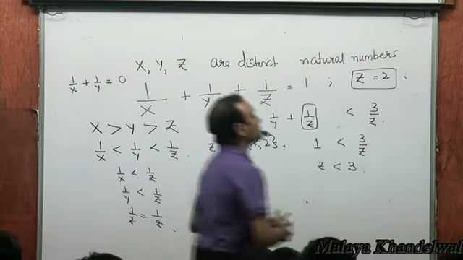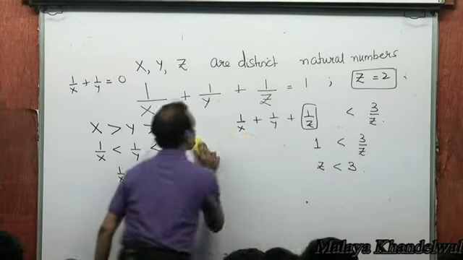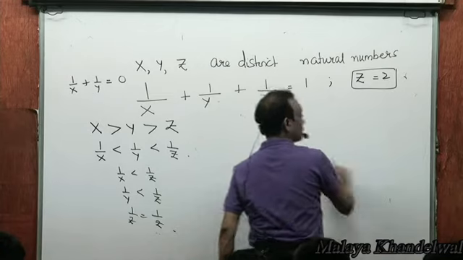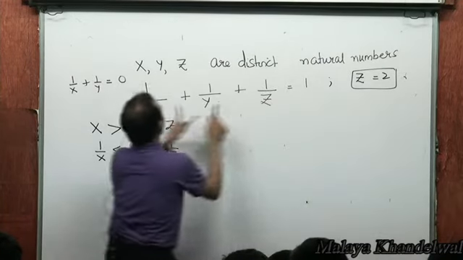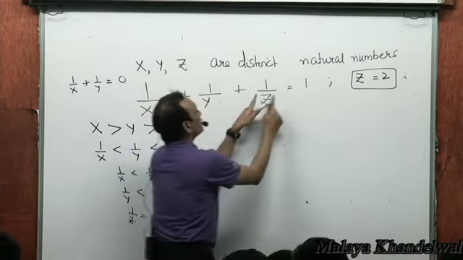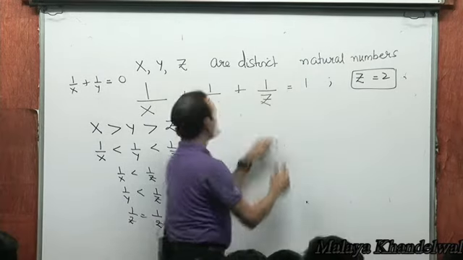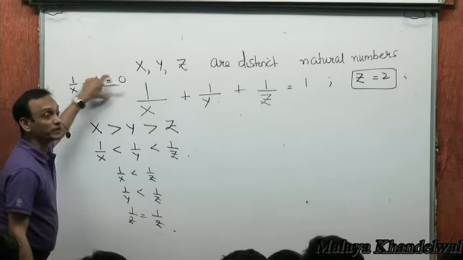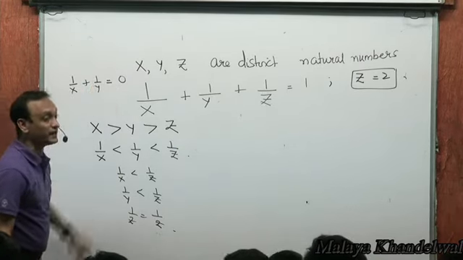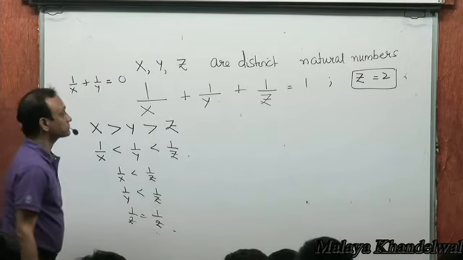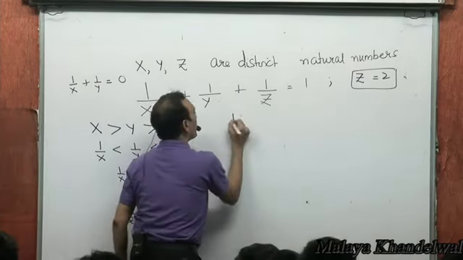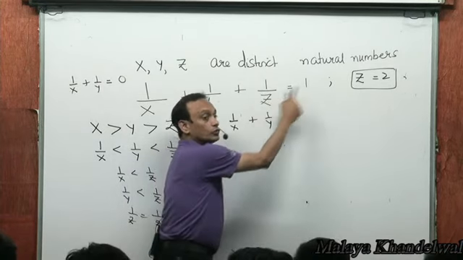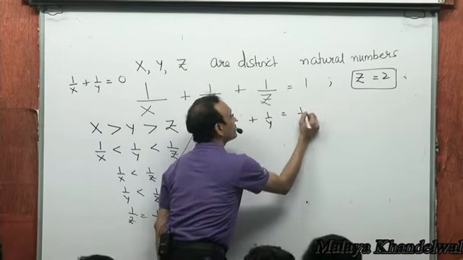Right? Now let's proceed. Now that Z is 2, let's simplify matters. 1 by X plus 1 by Y would be 1 minus half. Because one of them would have to be negative otherwise, but if X and Y are natural numbers, can any one of them be negative? No. So 1 by X plus 1 by Y is 1 minus 1 by 2, that makes it half. Yes or no?